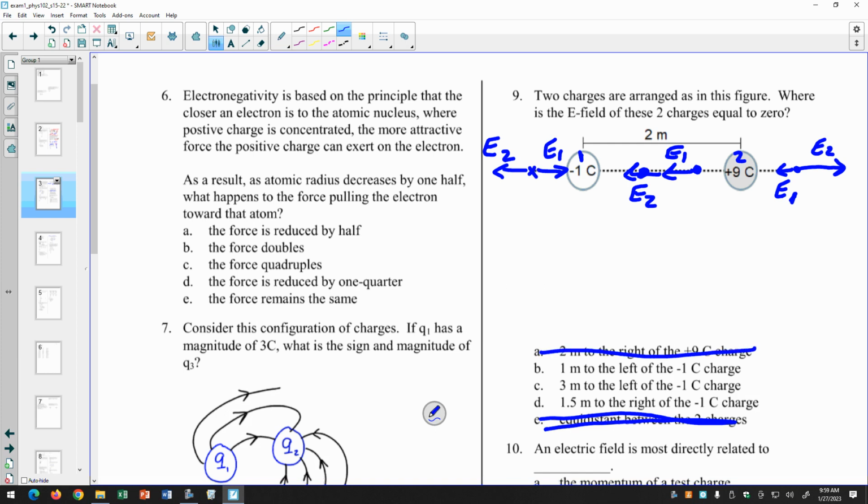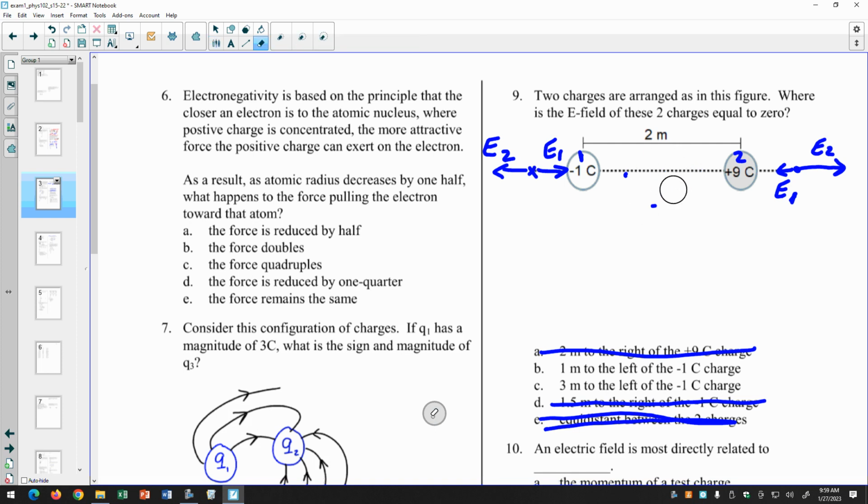So I can get rid of that one, and I can also get rid of that one. So it has to be either B or C. Either 1 meter to the left of the -1 coulomb charge, or 3 meters to the left of the -1 coulomb charge. I've gotten it down to 2. That's pretty good. At this point I can guess and have a pretty good chance of getting it right.